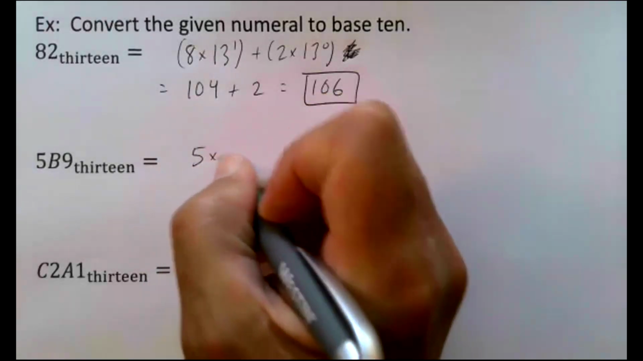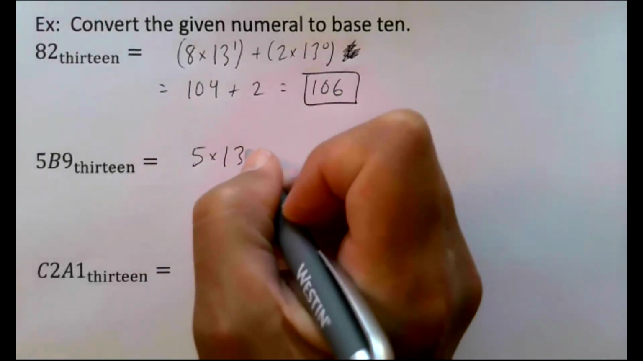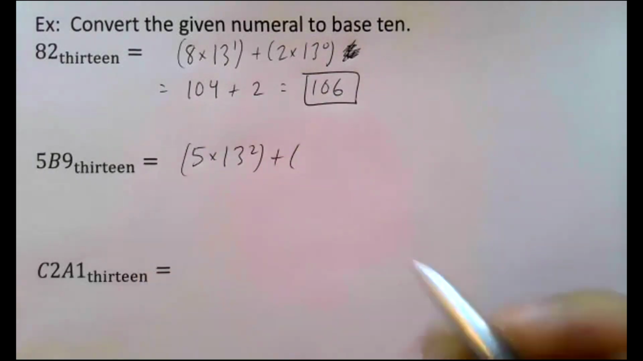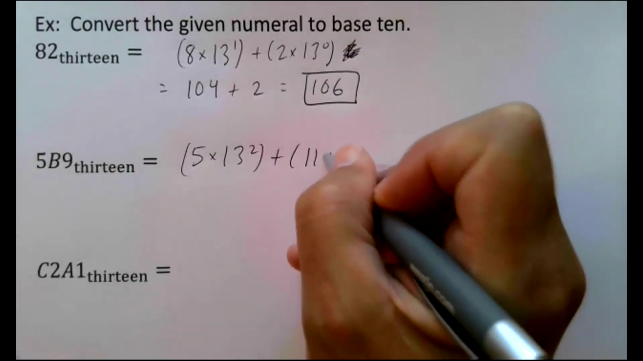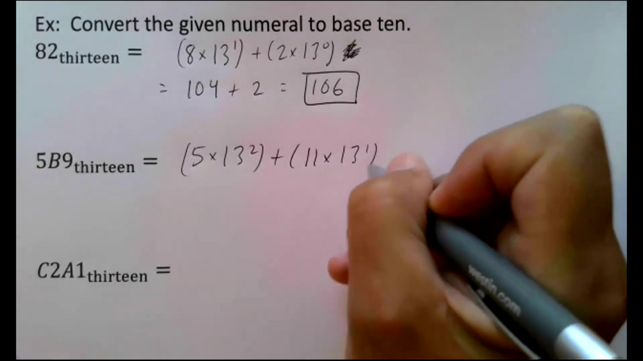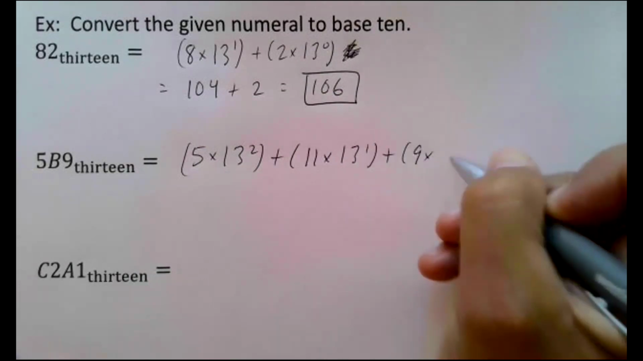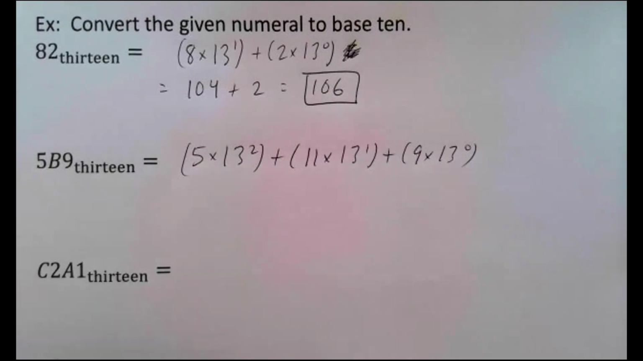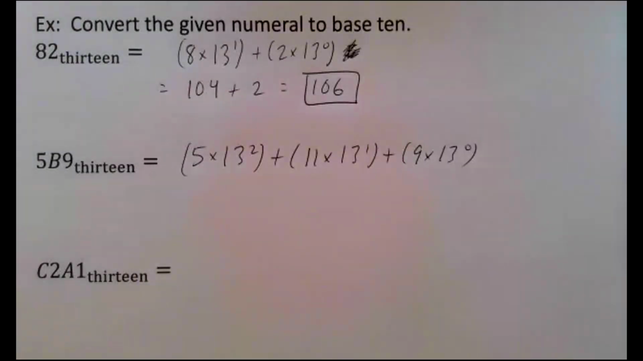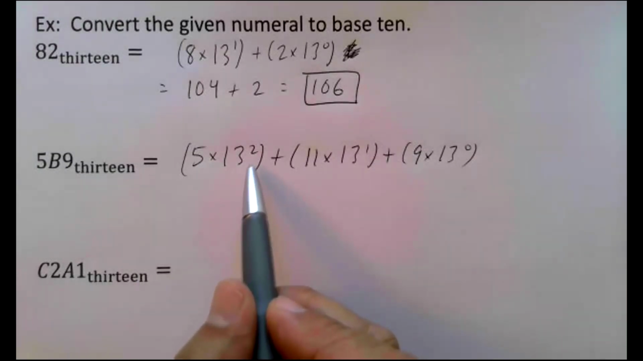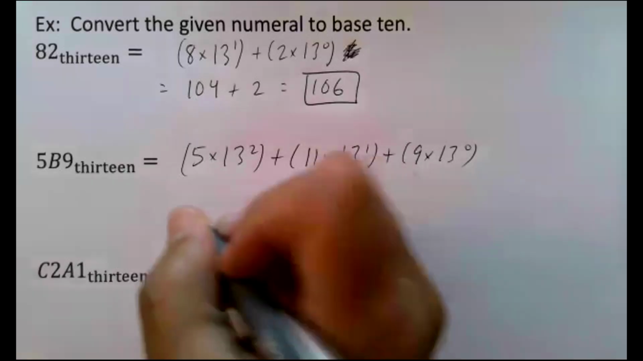This represents 5 times 13 to the second plus B. Now, what is B equal to? Remember, B is equal to 11 times 13 to the first, and then 9 times 13 to the 0. Remember, B is equal to 11. 13 squared is 169, I believe, times 5.